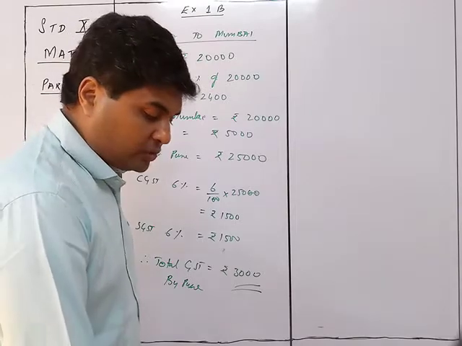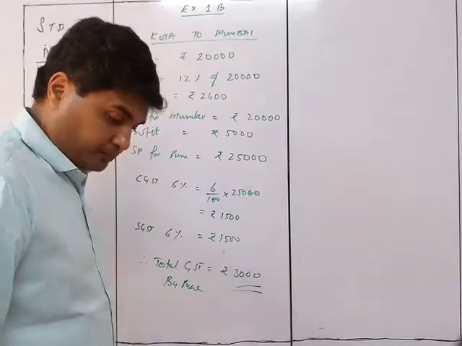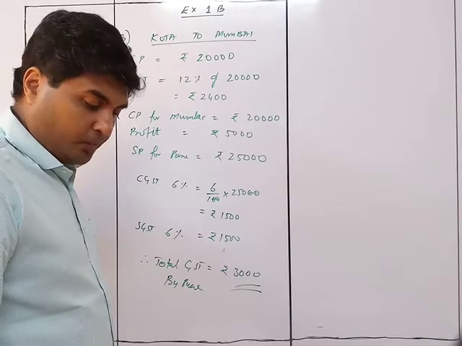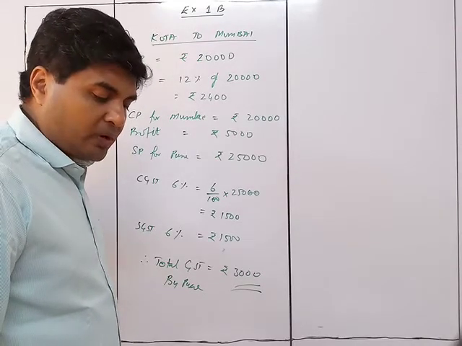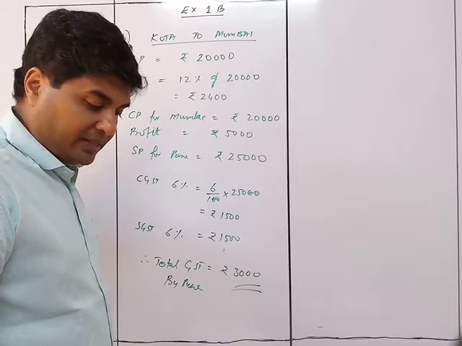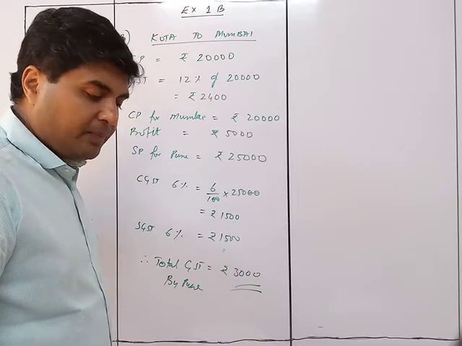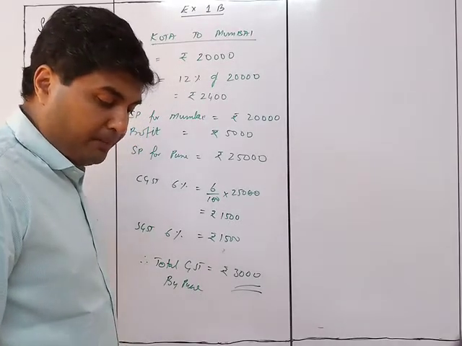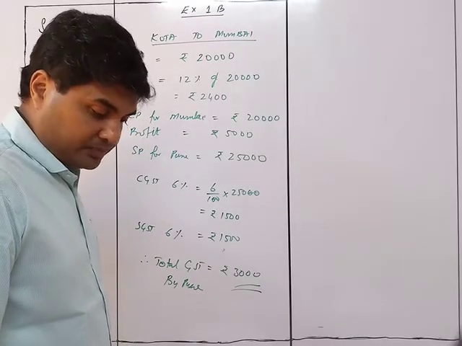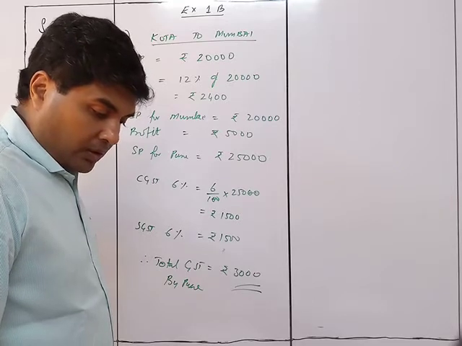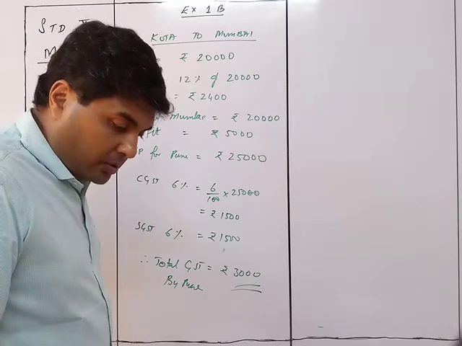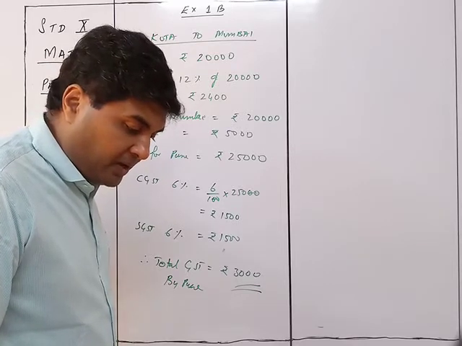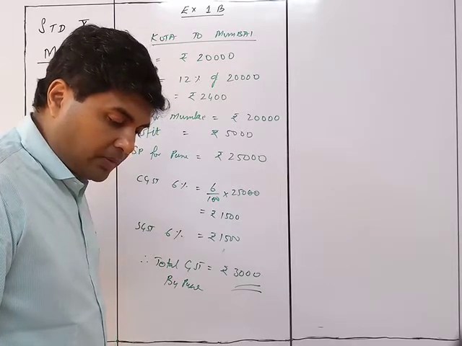We now move on to sum number 5. A is a dealer in Meerut, UP. He supplies goods worth rupees 15,000 to dealer B in Ratlam, MP. Dealer B in turn supplies the same goods to dealer C in Jabalpur, MP at a profit of 3,000. So A supplies goods worth 15,000 to B, and B in turn gives to Jabalpur at a profit of 3,000.